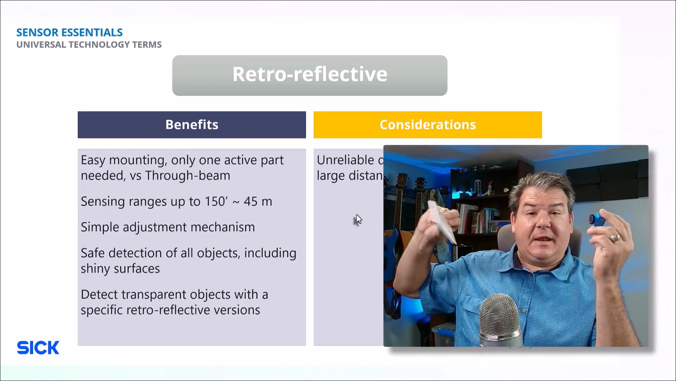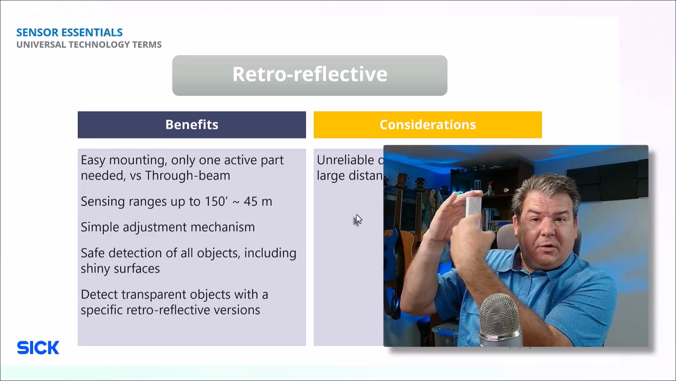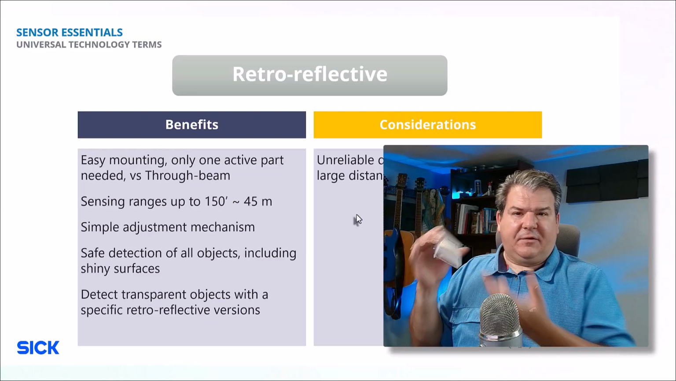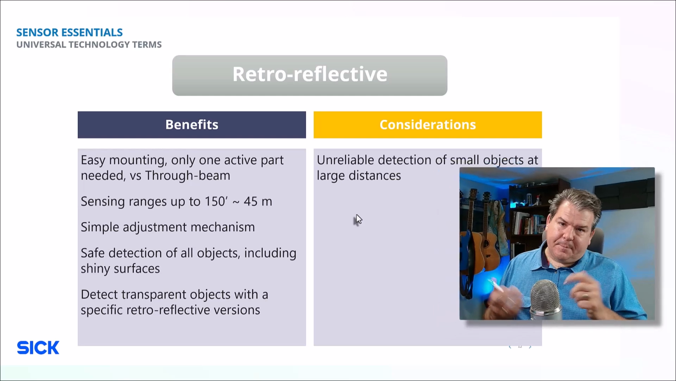So I'm sending my light out. If I'm a long way away, this entire reflector may be covered with light. And if I have a little item in here to try to pick up, the shadow caused by that target may not be enough to reduce the light enough to trigger the sensor.